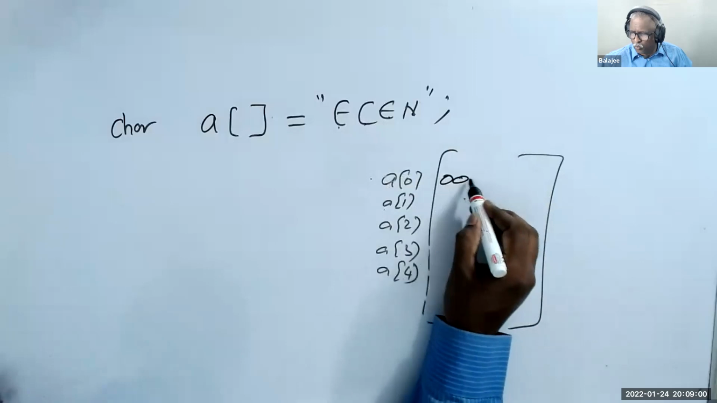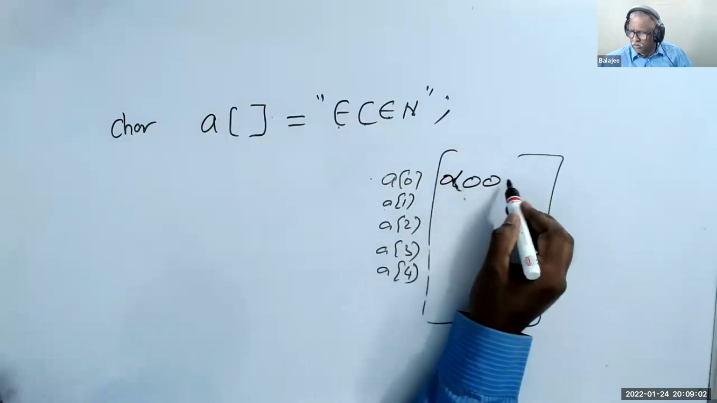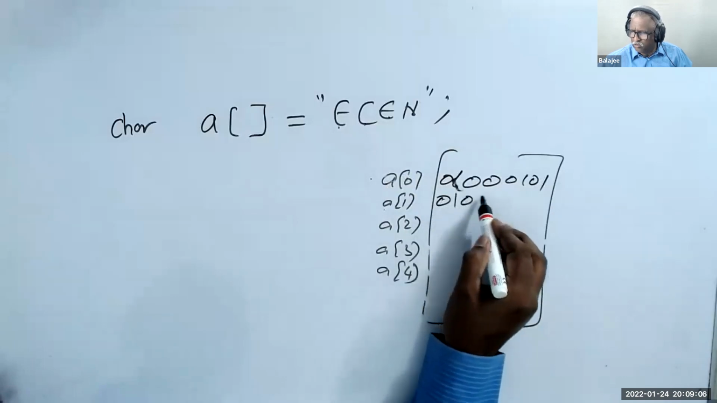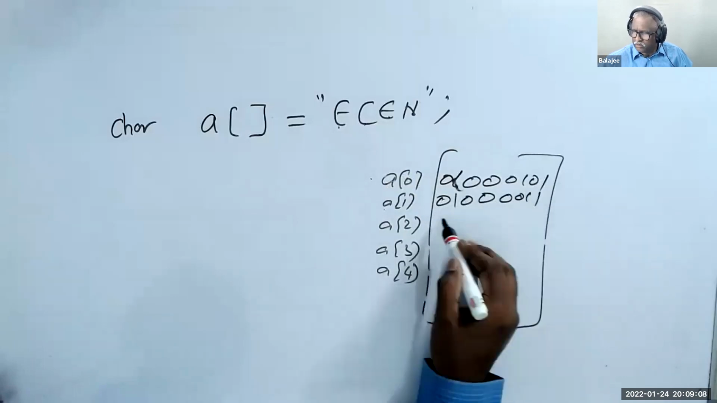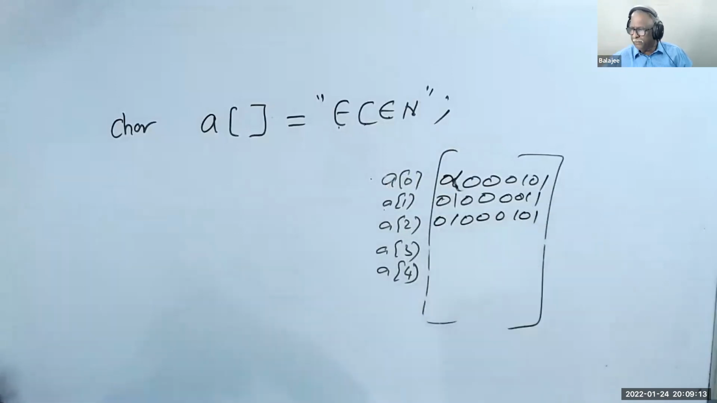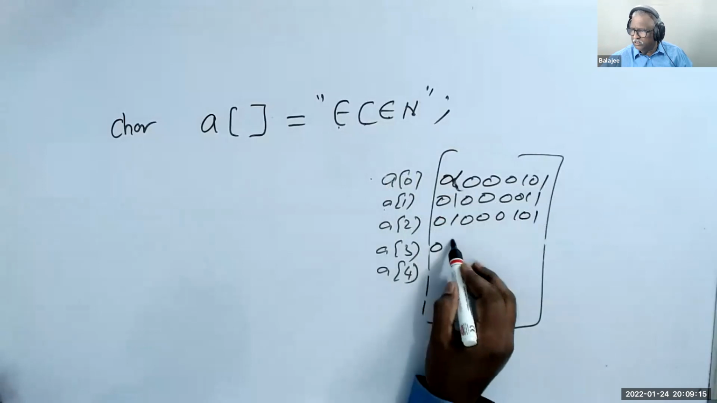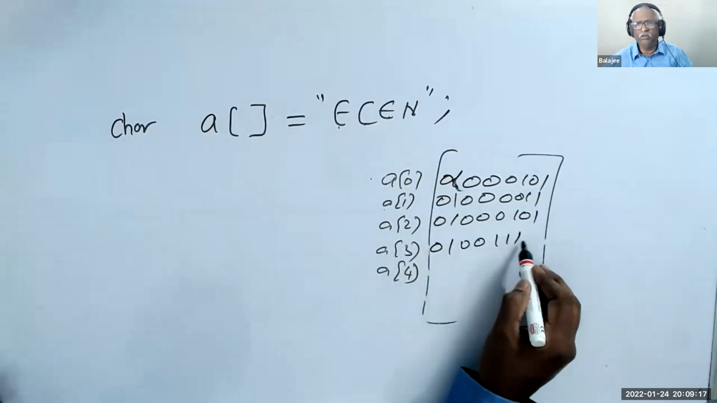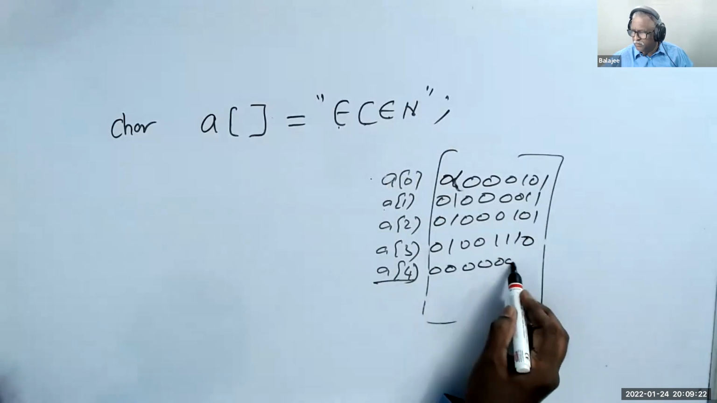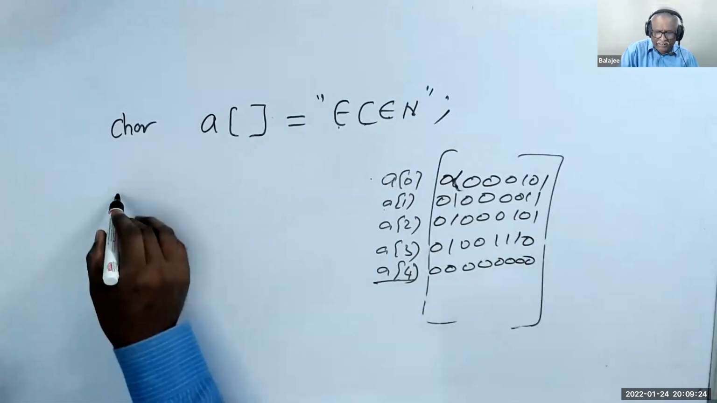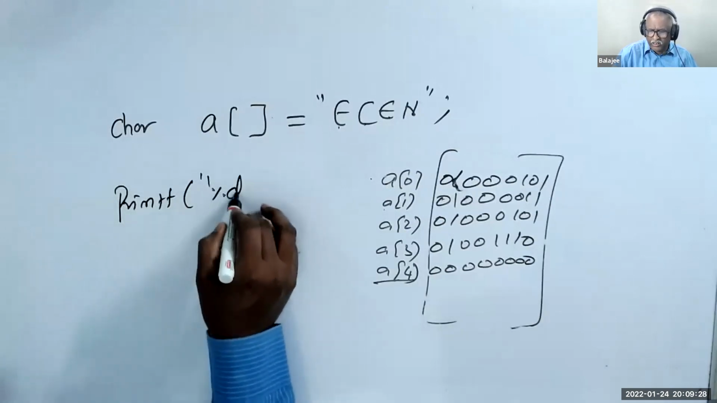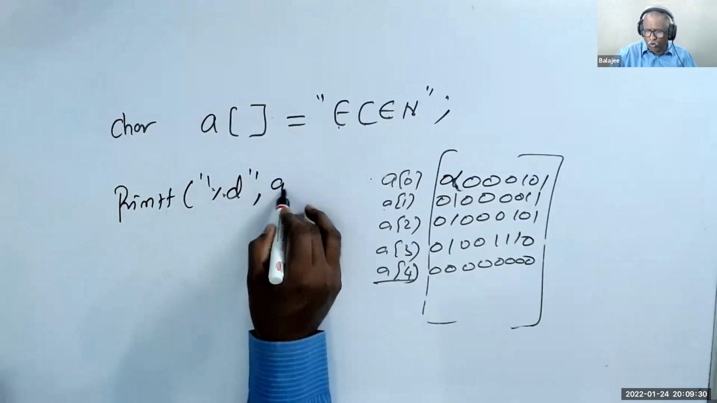This is what is exactly happening, which is why I'm writing in binary. Then N, 0 1 0 0 1 1 1 0. Now, this time I put 0 0 0. Now I can print like this. I can put printf of %d, comma, A of 4.